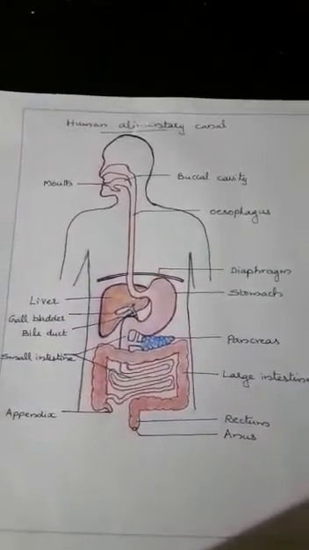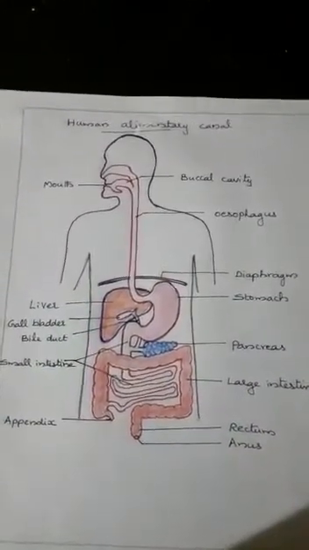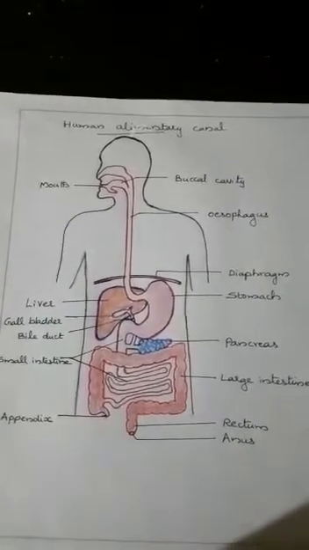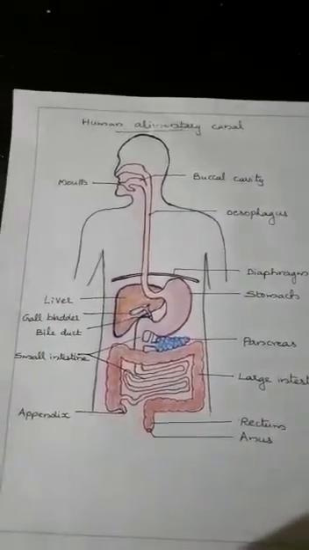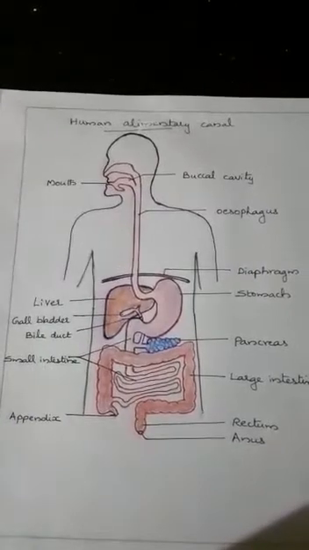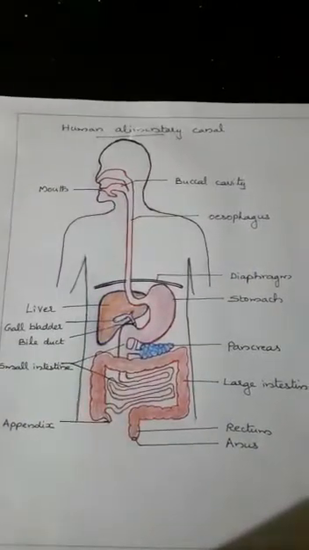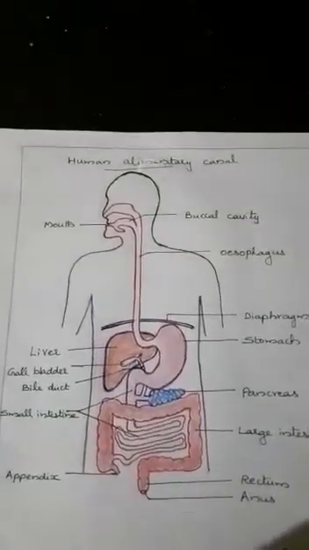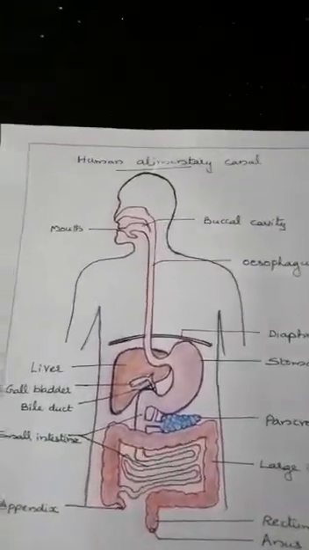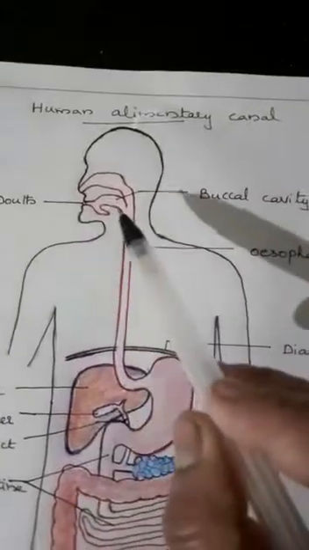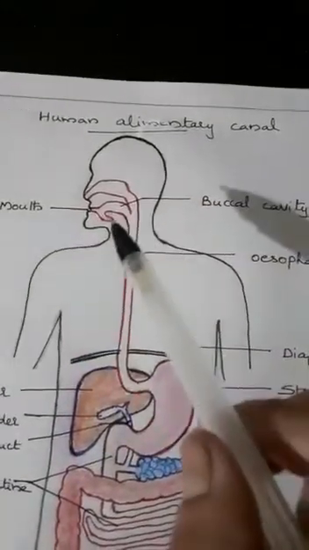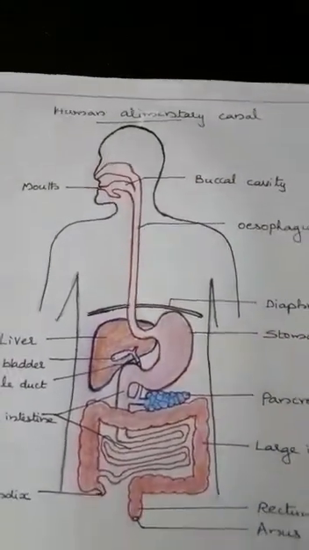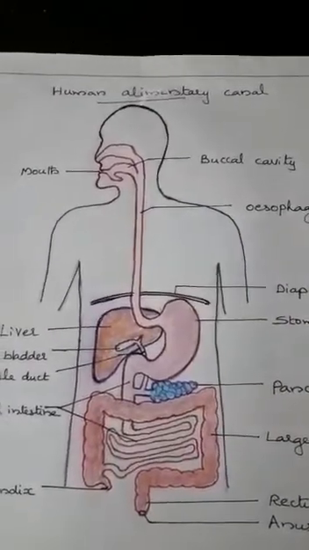We studied different steps in the nutrition in animals. That is 5 steps we studied: ingestion, digestion, absorption, assimilation and egestion. The first process is ingestion, that is, the food is ingested through the mouth. The mouth is a slit-like aperture where we take the food in.